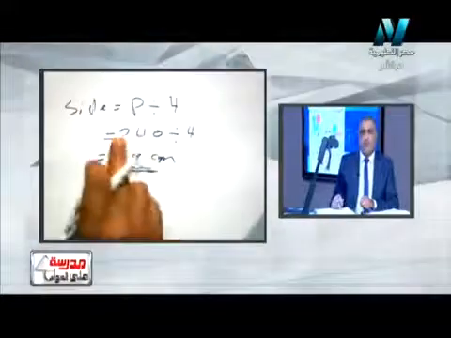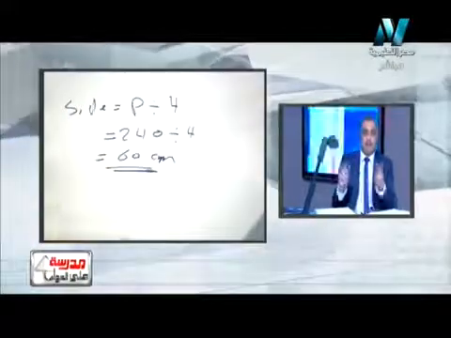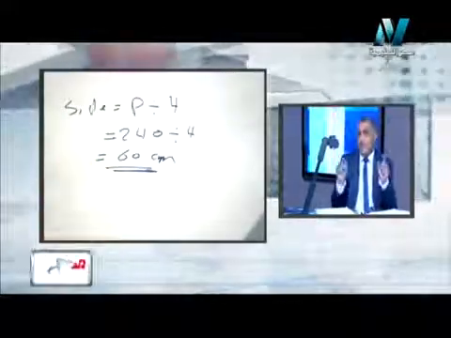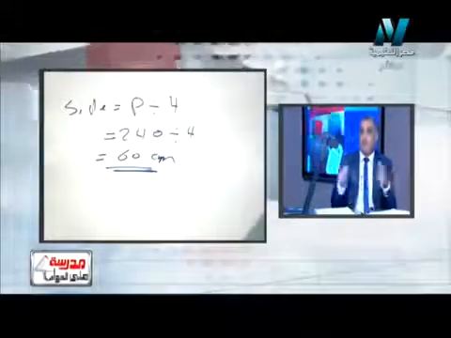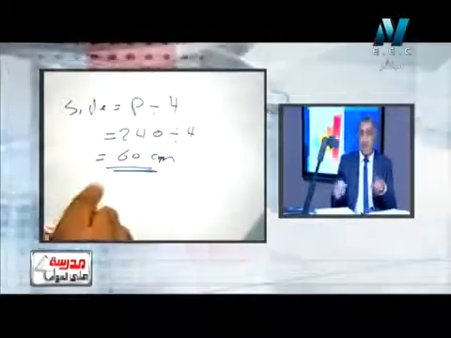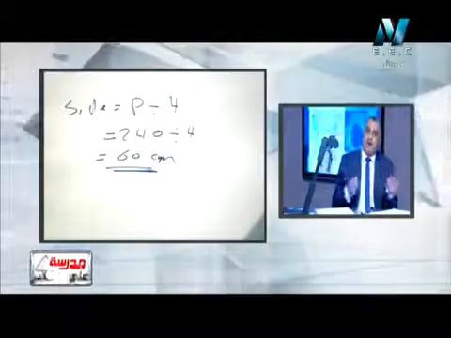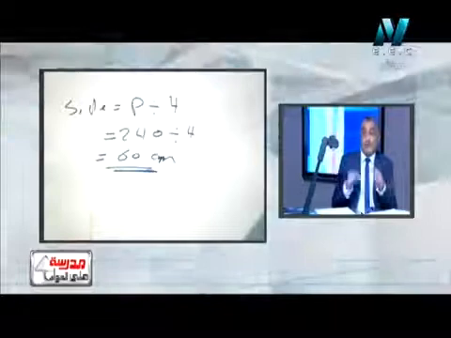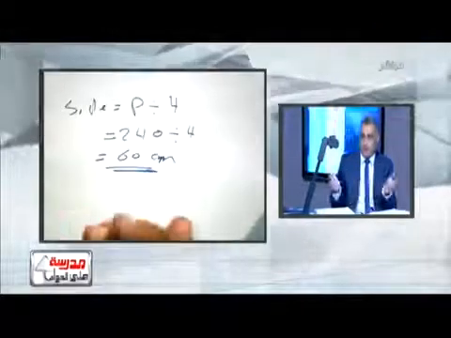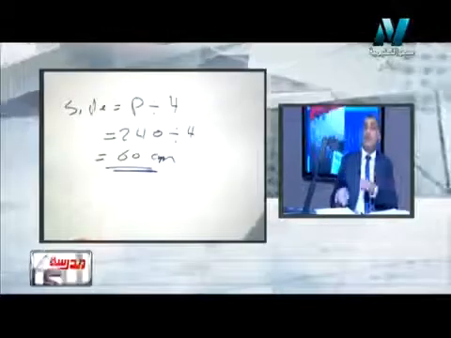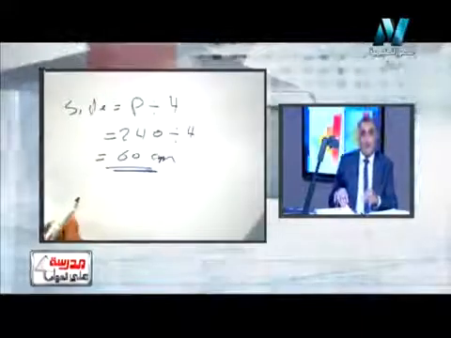Why do we divide 240 by 4? Because we have a very important rule: the perimeter of the square equals side times 4. But in our example, we have the perimeter of the square, so we have to divide the perimeter of the square by 4 to get the side length of the square. Why do we have to get the side length of the square? To find easily the area of the square.